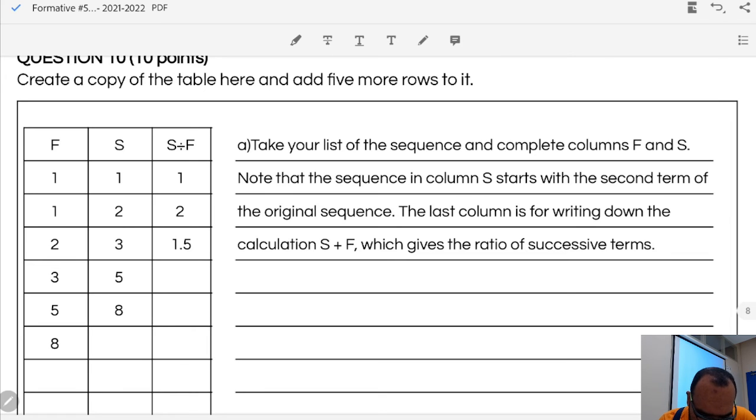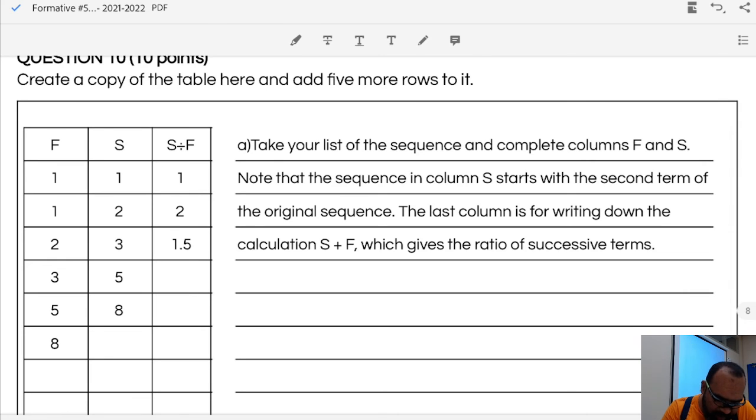Take your list of the sequence and complete columns F and S. Note, attention here for this instruction: the sequence in column S starts with the second term of the original sequence. The last column is for writing down the calculation S divided by F, guys, which gives the ratio of successive terms. Great. Let's go right here, guys. Look, the second column.